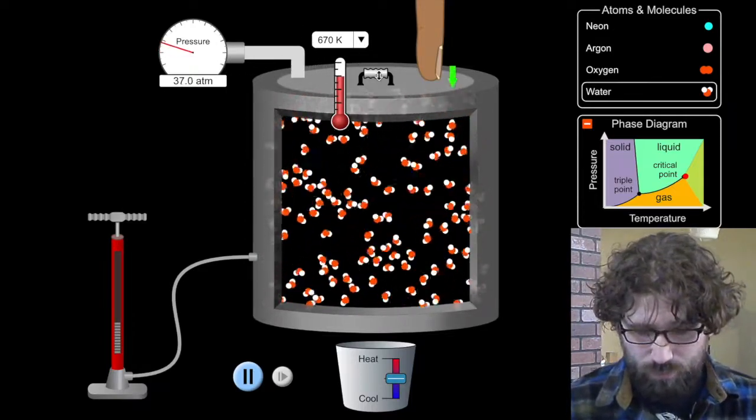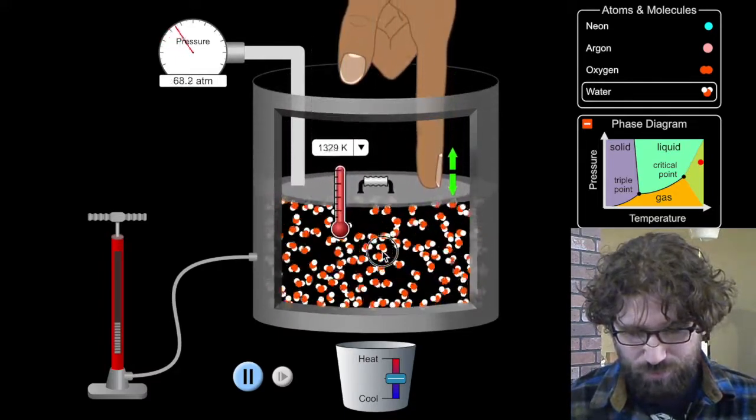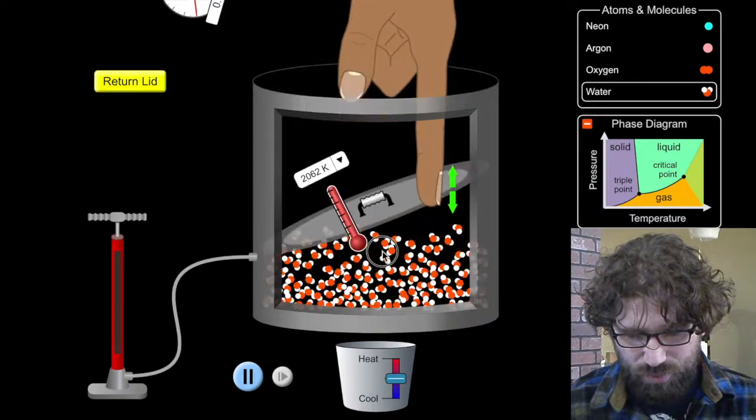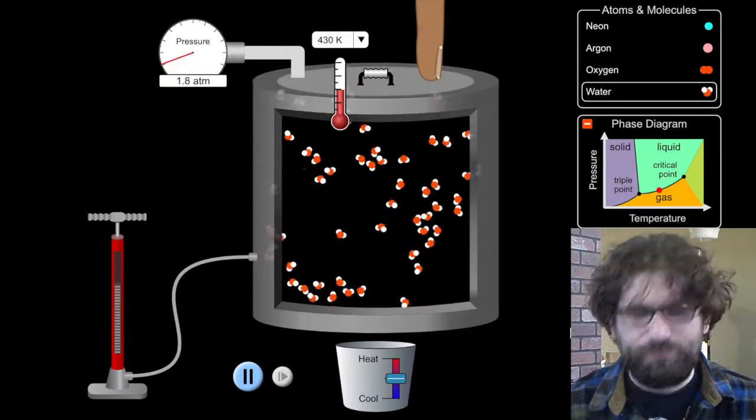Same thing. And what's fun about this simulation is if I try to break it down too much, then, oh no, the whole thing breaks open and it's all done, and then I can return the lid and start over. Cool.